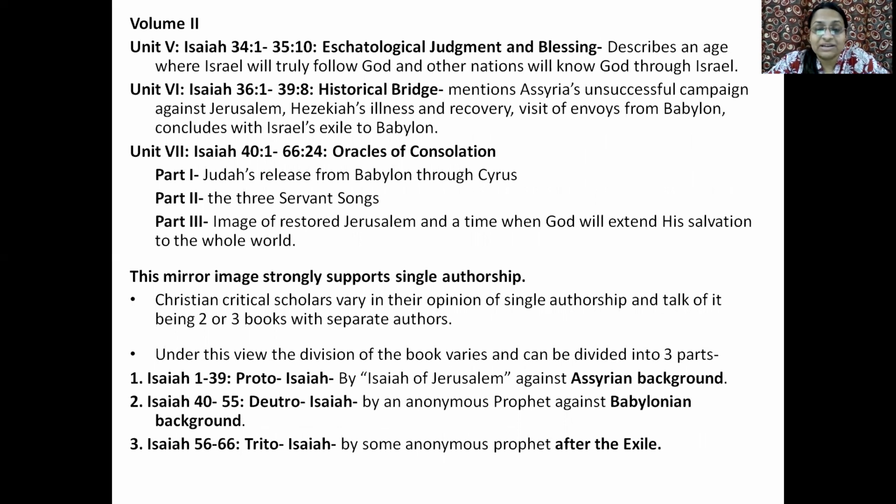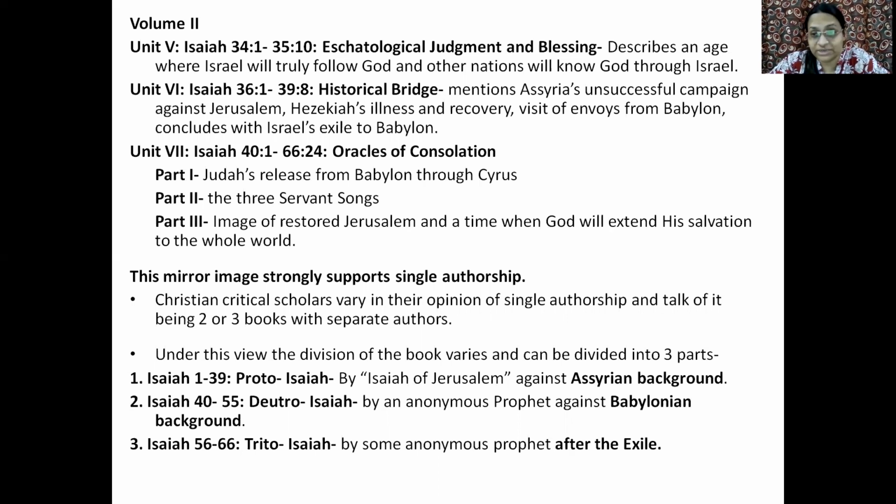Unit 5, the first part of the second volume, is Isaiah 34 verse 1 to 35 verse 10. It is eschatological judgment and blessings. It describes an age where Israel will truly follow God and other nations will know God through Israel. That is a very important thing.